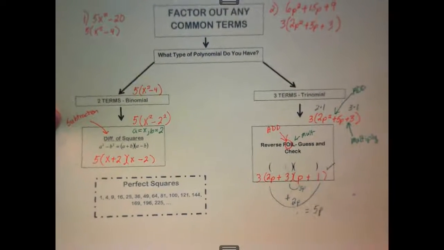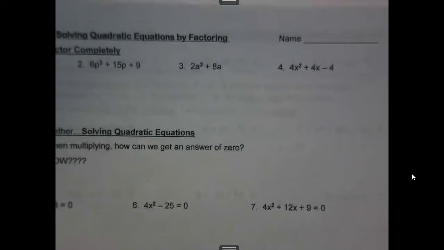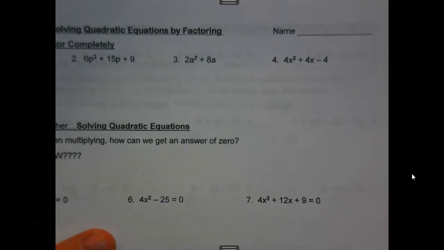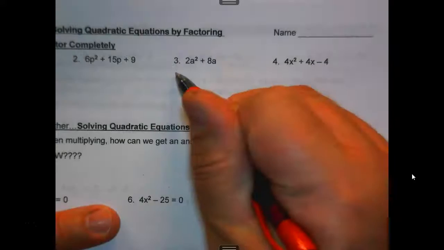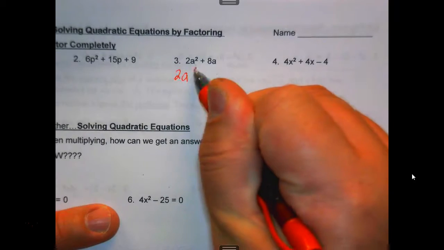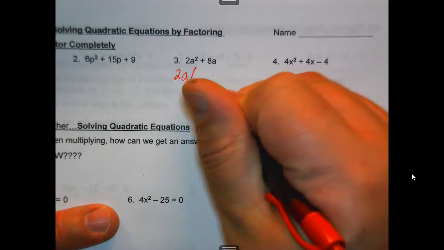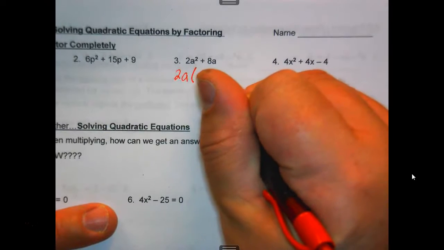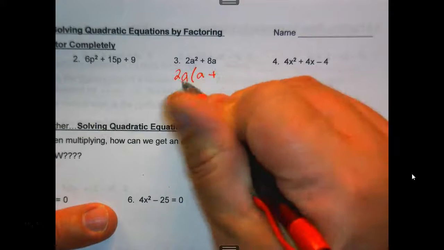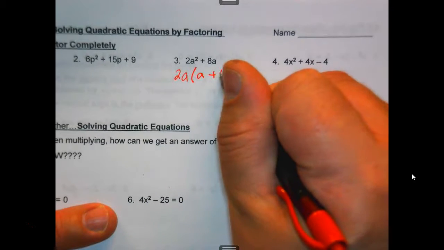Everybody have these notes? Okay. So that was 1 and 2. Let's do 3 and 4. Okay, number 3. Can I factor anything out? Yes, I can factor out a 2a. 2a squared divided by 2a is a. 8a divided by 2a is 4.